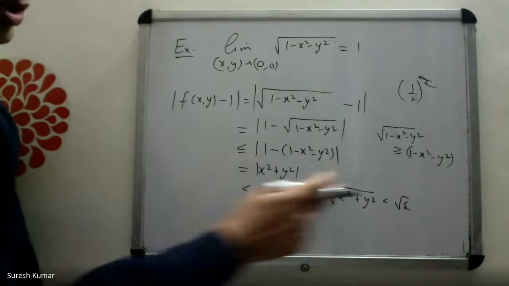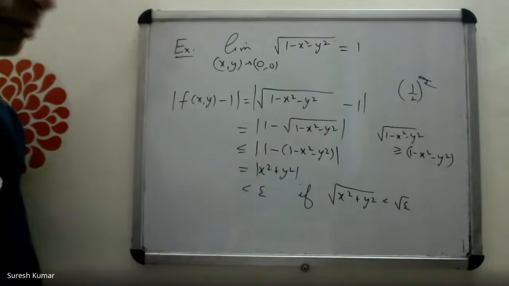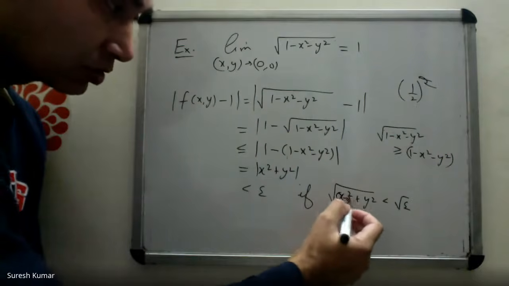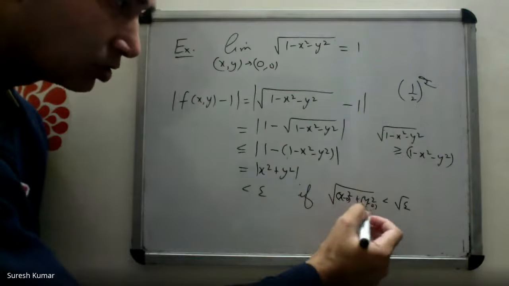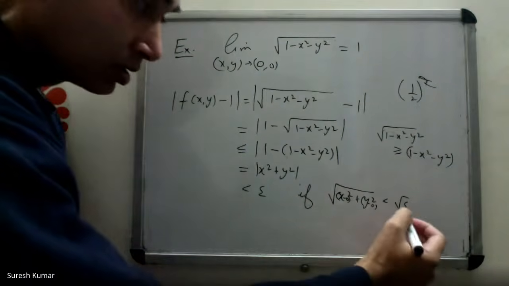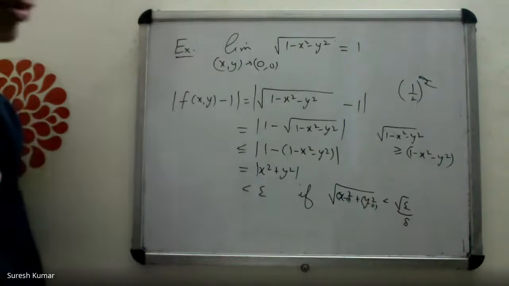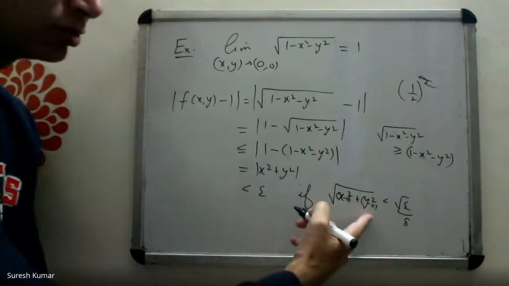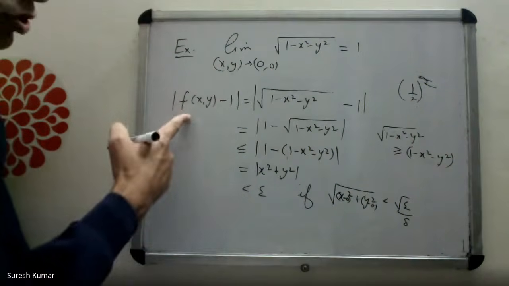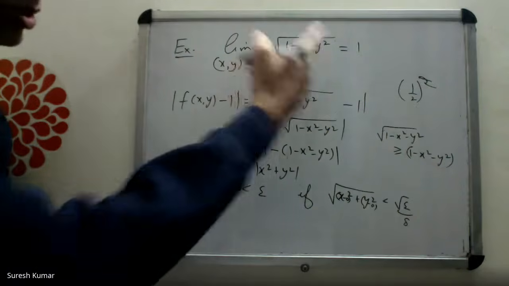It is simply the square of this. But what is it? (x minus 0) whole square plus (y minus 0) whole square, you can write it like this. Let's assume this as delta. This is the delta neighborhood of (0,0). So you have found a delta neighborhood of (0,0) for which |f(x,y) minus 1| is less than epsilon. This means the limit of this function is 1.